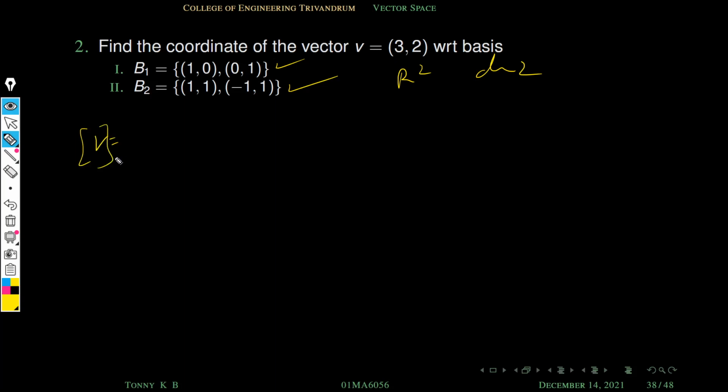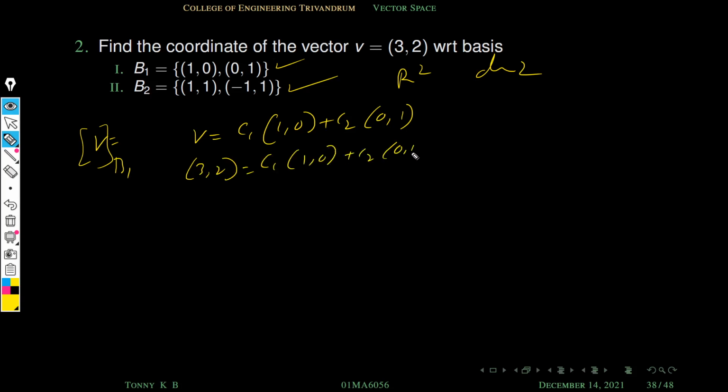We have to find the coordinate of v with respect to b1. To find it, we write v equal to some c1 times (1, 0) plus some c2 times (0, 1). What is our v? v is (3, 2). So (3, 2) equals c1 times (1, 0) plus c2 times (0, 1). Then what about c1 and c2? It's a very simple equation. This expression directly gives c1 equal to 3 and c2 equal to 2.